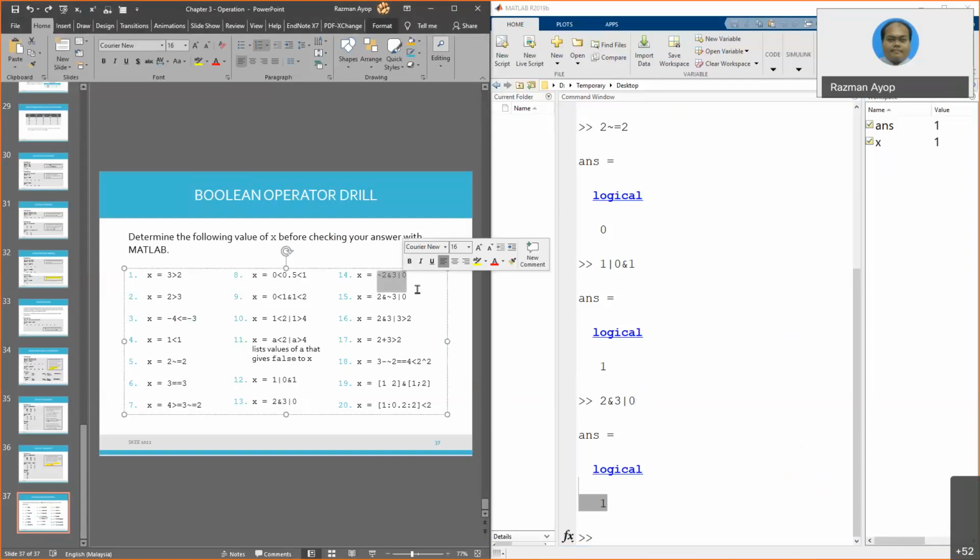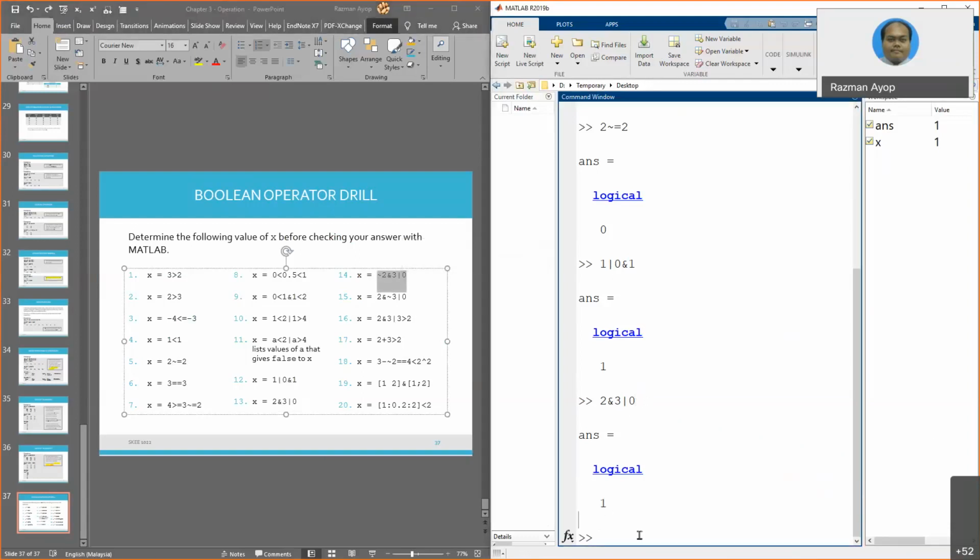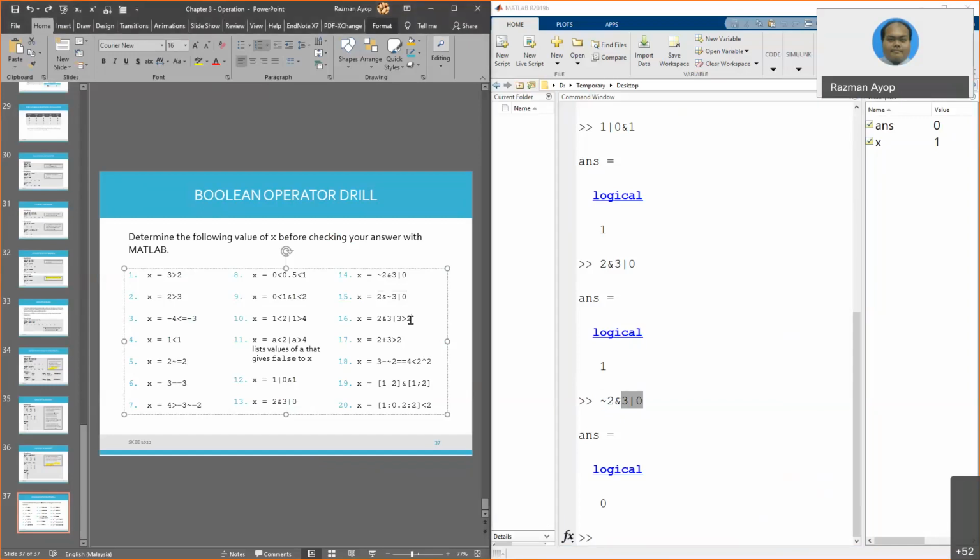Okay, how about this? For this case, this is NOT. This is 1. NOT 1 means 0. Okay, this one is 0. Okay, this one is 1. Okay, this one is NOT. NOT 1 is 0. 0 and 3 means 0 and 1 is 0, 0 and 0 is 0. Okay, this one.